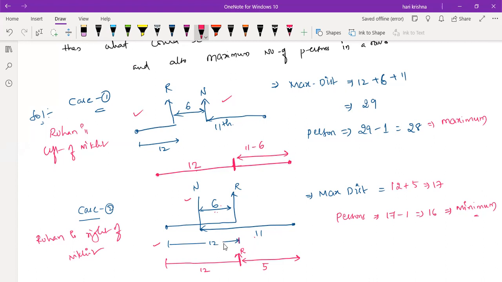If you subtract that 6 from the total distance 11, you will get only the distance from here to here, right? So 11 minus 6 is equal to 5. So 12 plus 5 equals 17. That is the maximum distance from left hand to right hand. Okay. Any doubts? If you want parcels now, 17 minus 1 equals 16.